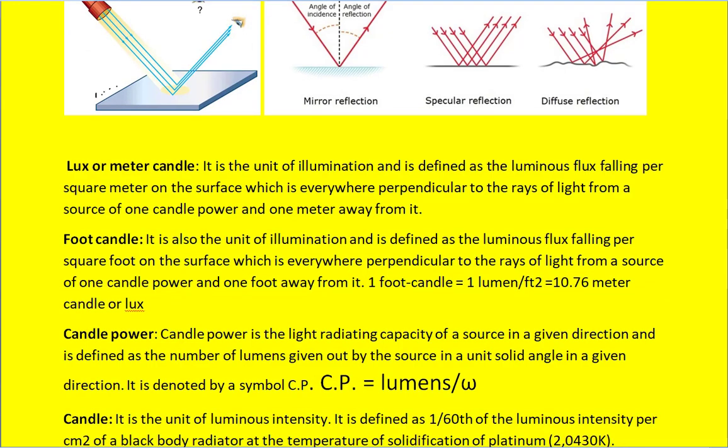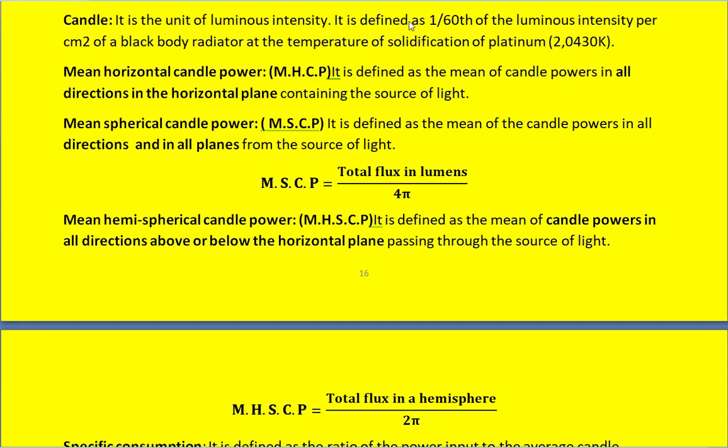Next, candle power. Candle power is nothing but the flux received per solid angle. Next, candle. It is also a unit of luminous intensity. It is nothing but 1/60th of the luminous intensity per square centimeter of a black body.